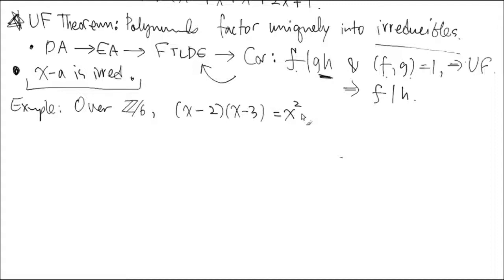x squared, in Z mod 6, right? What is the coefficient of x? Negative 5? That's okay, negative 5 is an element. What about the constant? 0, since 2 times 3 is 0. So let's factor it again. So what happened? x minus 2, x minus 3, we thought that's irreducible, right? And is it unique? But a different factorization showed up, x times x minus 5. Unique or not? Same polynomial, written in a completely different way, right?